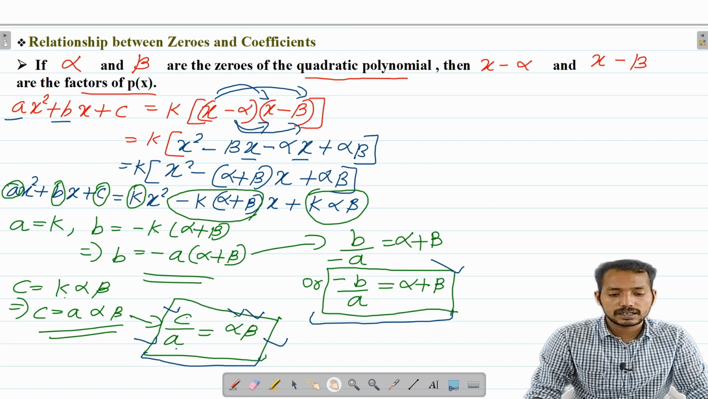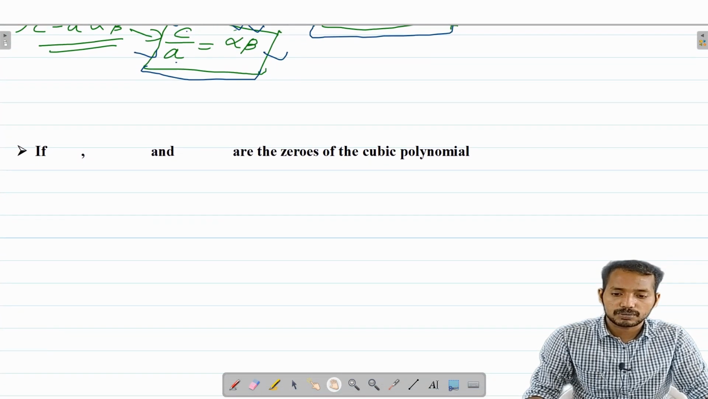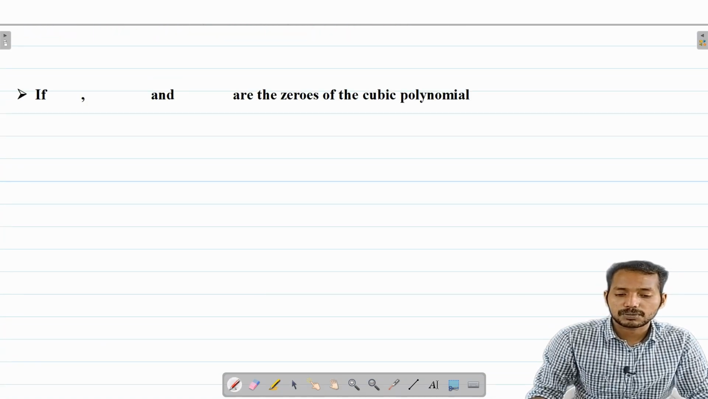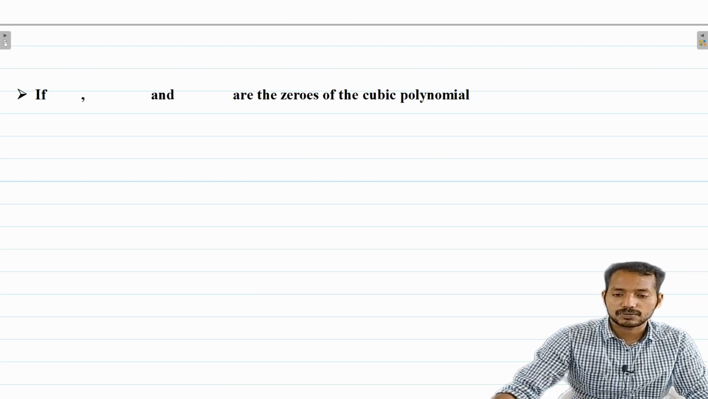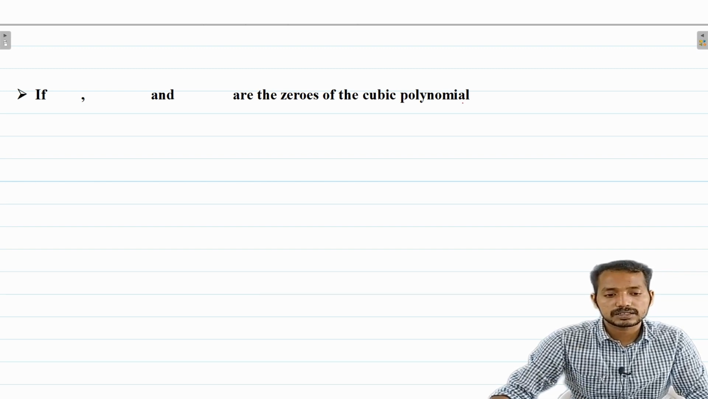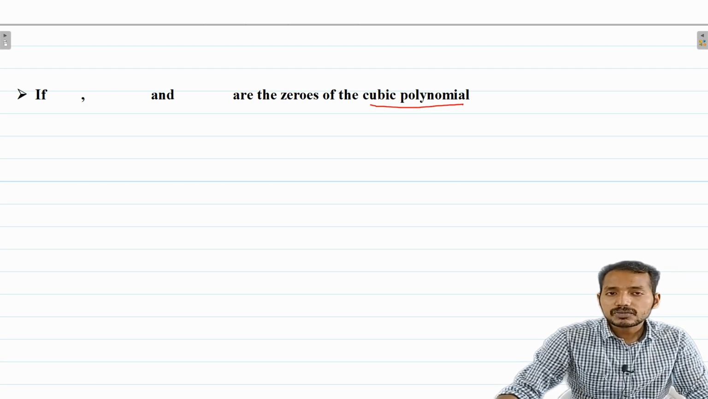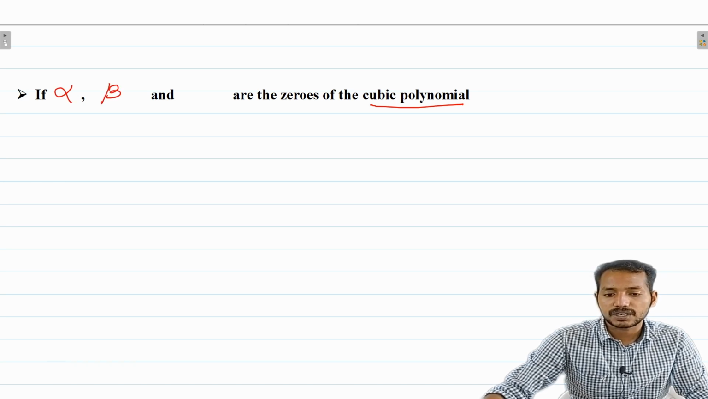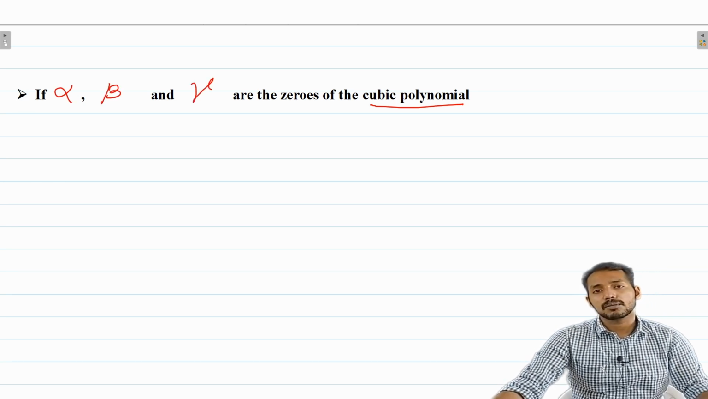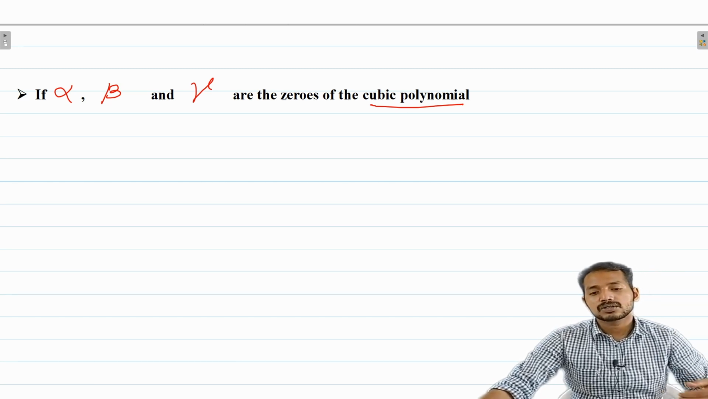Now let's take the relationship between zeros and coefficients of a cubic polynomial. It's not part of your syllabus for the examination, but still let's discuss what it will be. In the case of a cubic polynomial, 3 zeros are possible because its degree is 3. So let's call the zeros alpha, beta, and gamma. These are all Greek letters. So there are 3 zeros.